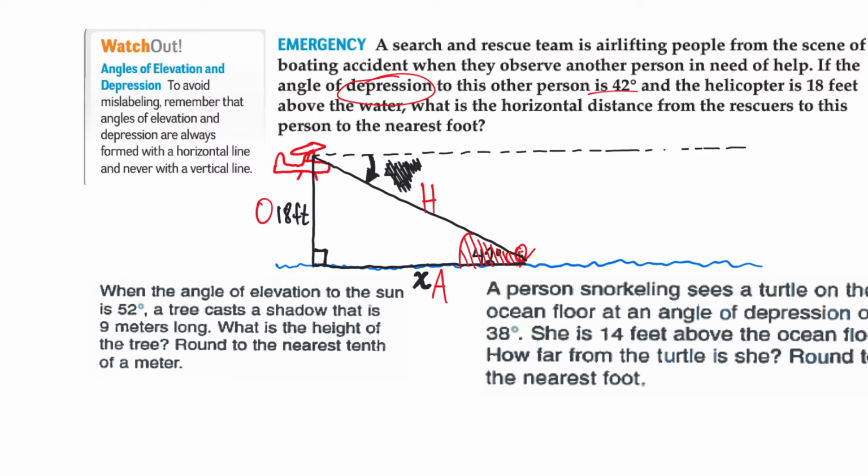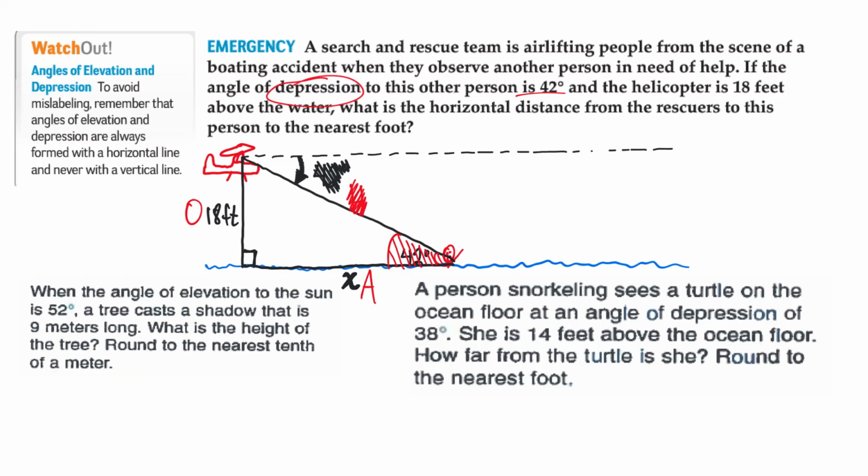So now those three, H, A, and O, which one do I not need here? The H. I don't care about that one. So on this one, I can see the O and A is what I'm going to be using. So O and A tells me to use what? Tangent. Good. This is TOA. So I've got tangent. So tangent of 42 degrees equals, okay, the opposite on top.